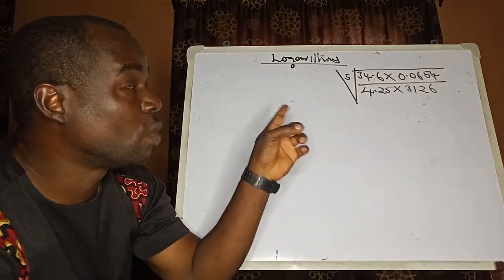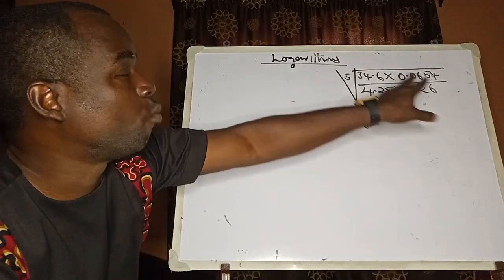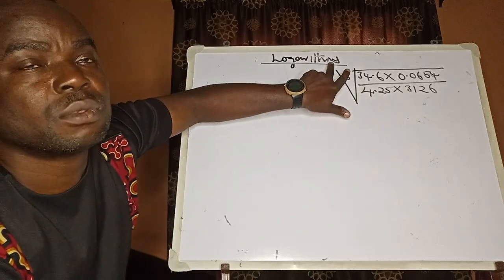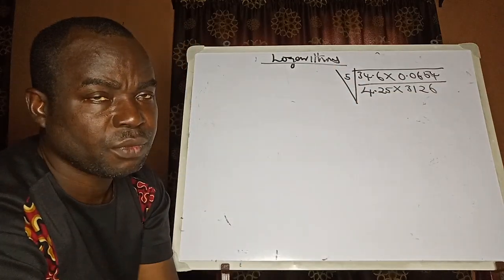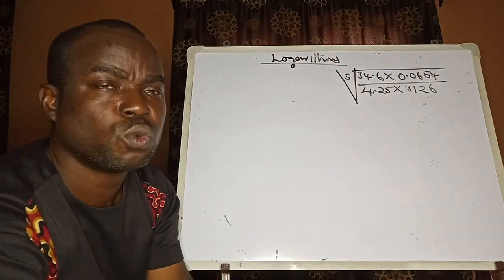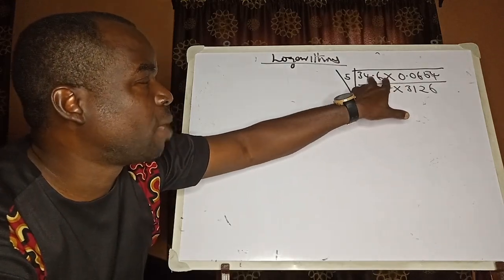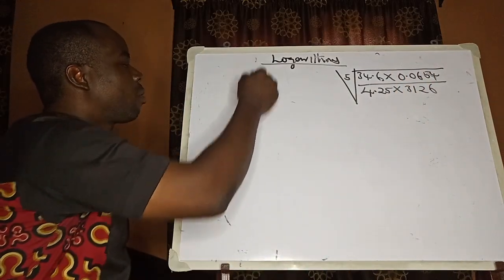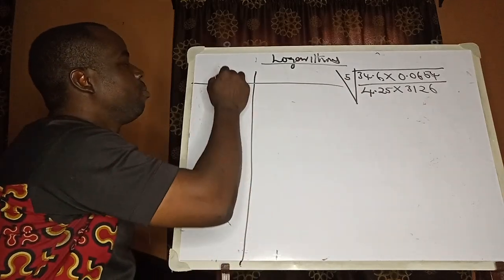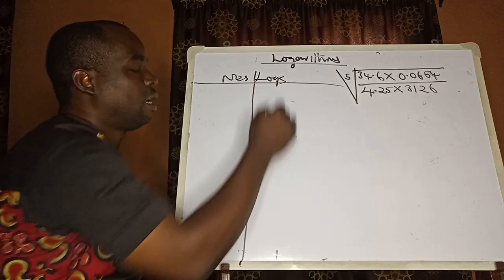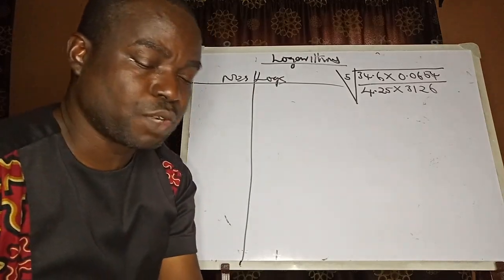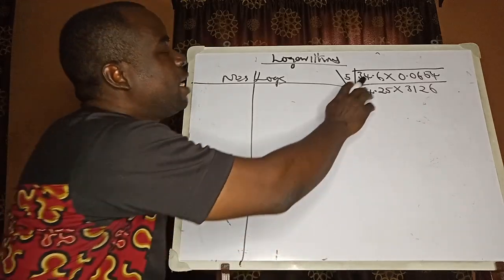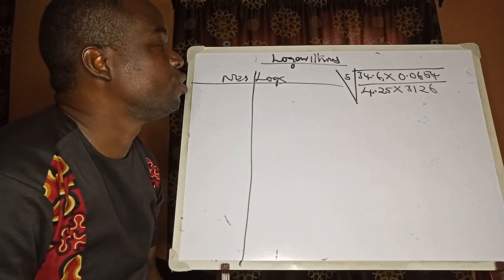If you look at that question, you will see that I have multiplication, I have division, and I have root. So for us to solve this question, we will start by solving this multiplication first. We multiply this and this first. Let's start from there. So solution, we're going to do numbers and logs. So you can get your logarithm tables ready. I have mine here. We are multiplying this by this. So 34.6 times 0.0654.